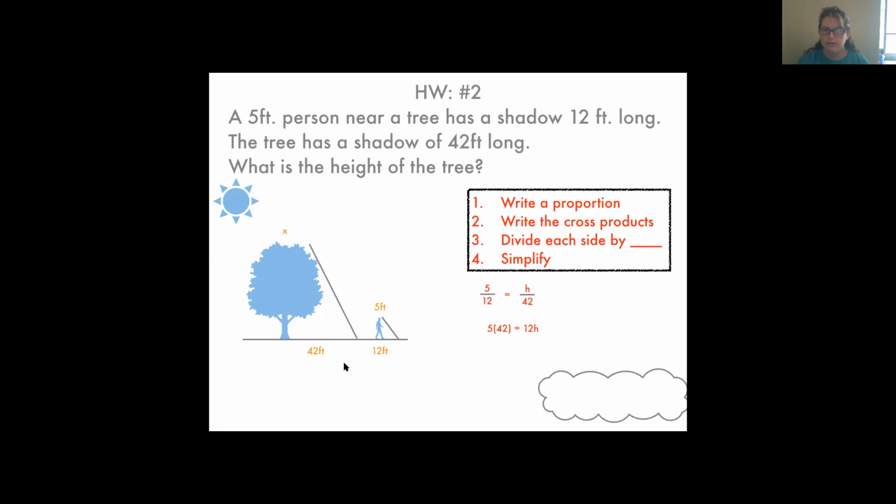You can do it this way, or you can do it the other way that we did on the last slide. All right, in both ways you would come up with the same answer. All right, we wrote the proportion. I wrote down here the cross products, 5 times 42 and 12 times h. So then you're going to go ahead and find your answers. Divide each side by, in this case, 12. And then you're going to simplify. And then you should have your answer.